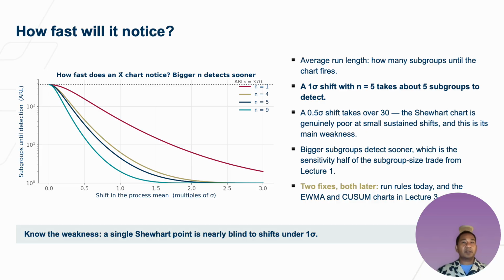2 ways out. Run rules, which give the chart a limited memory, and we do those this afternoon. And more generally, memory-based charts, EWMA and CUSUM, which accumulate evidence across points. Those are lecture 3, and they are dramatically better at exactly this case.